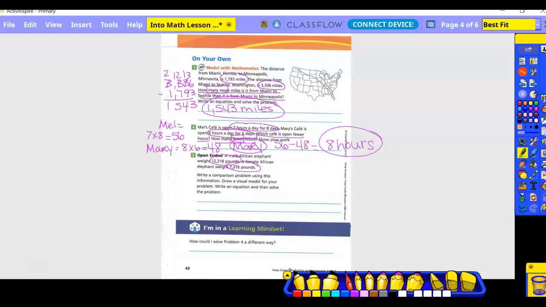And then they want us to compare the two. So if we're comparing the two, are we probably going to add, subtract, multiply, or divide? Subtract. So we're going to subtract. So what's our big total? 12,218. What is the female elephant? 7,376. And we want to find their difference.